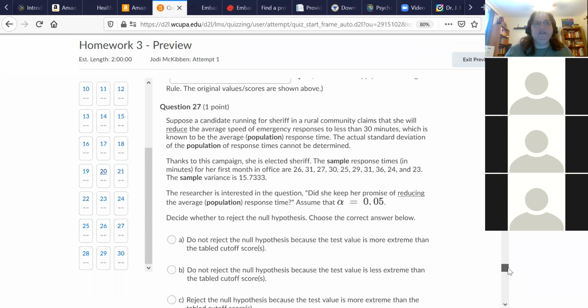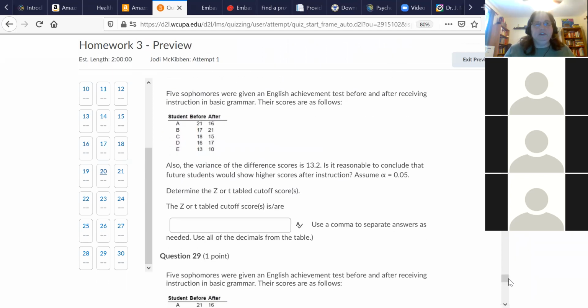Let's go through this last set. Now this time we have 5 sophomores that were given an English achievement test before and after receiving instruction in basic grammar, and their scores are as follows. We're hoping for higher scores after instruction. Once again, we have a one-tailed test. I've got 2 scores per participant, so it's got to be a dependent samples t-test.